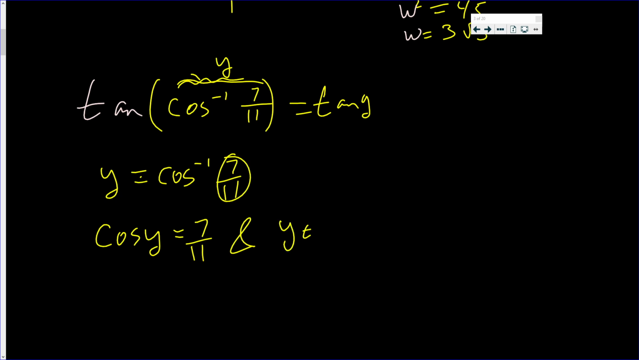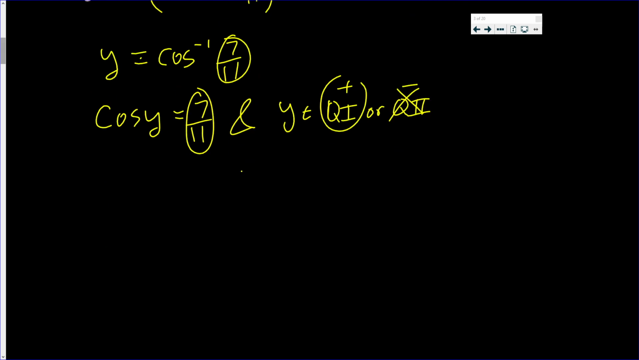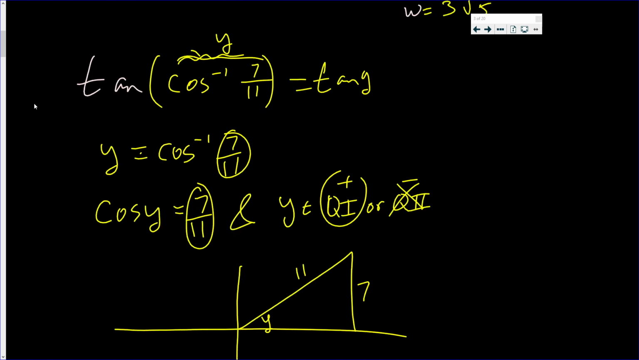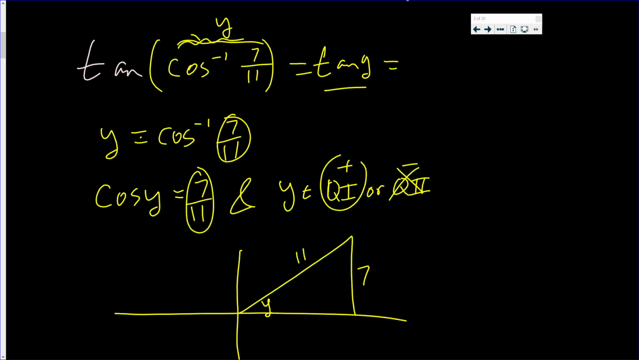y, for cosine, is either in quadrant 1 or quadrant 2. Quadrant 1 is always positive, the other quadrant is negative. We want the cosine to be positive, so this one wins. We are in quadrant 1, and we know that the cosine of y is adjacent over hypotenuse. And what do we want? We want the tangent.